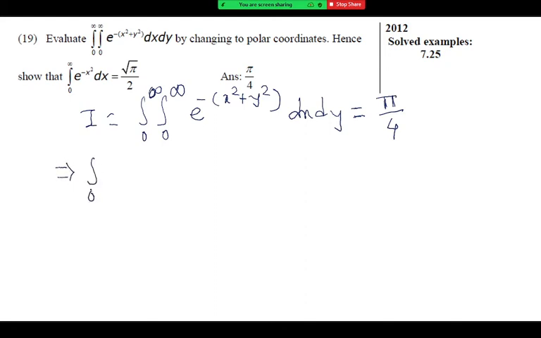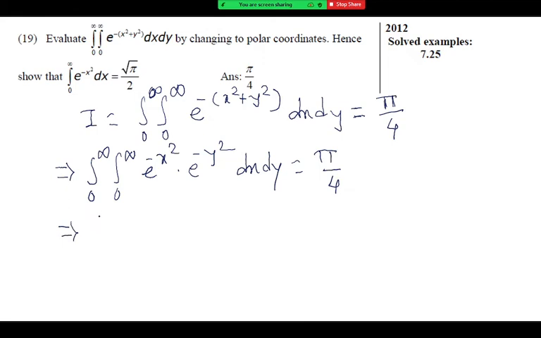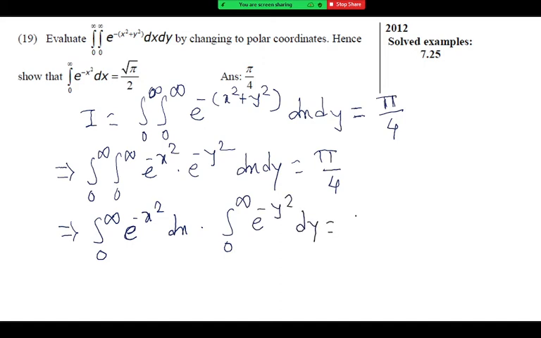Now we'll split up this integral. This is 0 to infinity, this is 0 to infinity. Can I write it like this: e raised to minus x square into e raised to minus y square? Now limits are constant. When the limits are constant, we can separate this integral. So the next step can be written as the integral of e raised to minus x square dx into 0 to infinity e raised to minus y square dy. Any doubt up to this step?